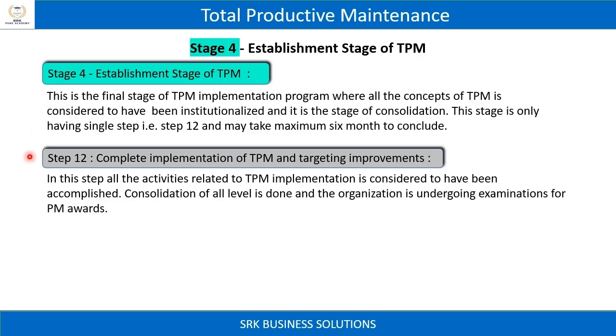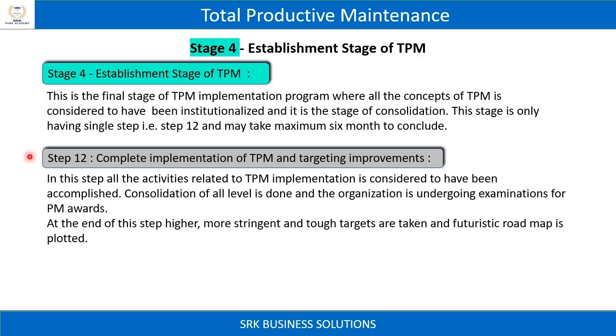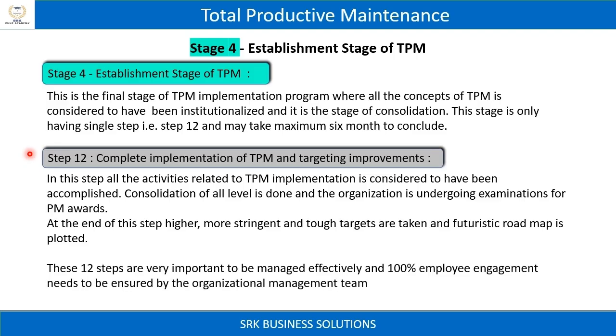Step 12. Complete implementation of TPM and targeting improvements. In this step, all the activities related to TPM implementation are considered to have been accomplished. Consolidation of all levels is done and the organization is undergoing examinations for PM awards. At the end of the step, higher, more stringent and tough targets are taken and a futuristic roadmap is plotted.